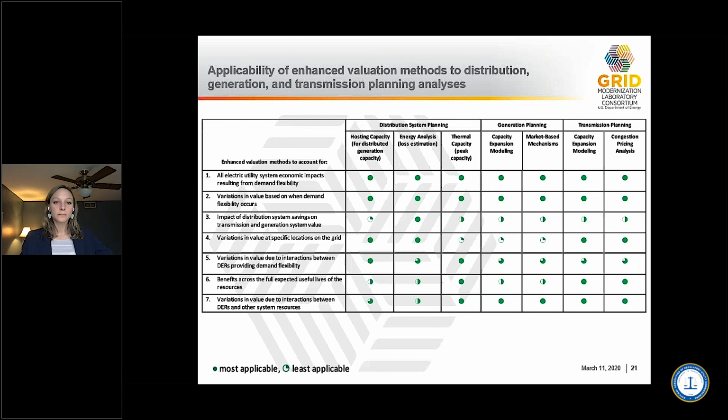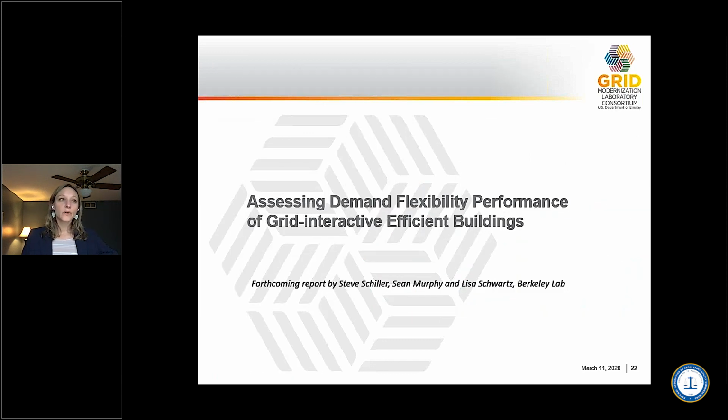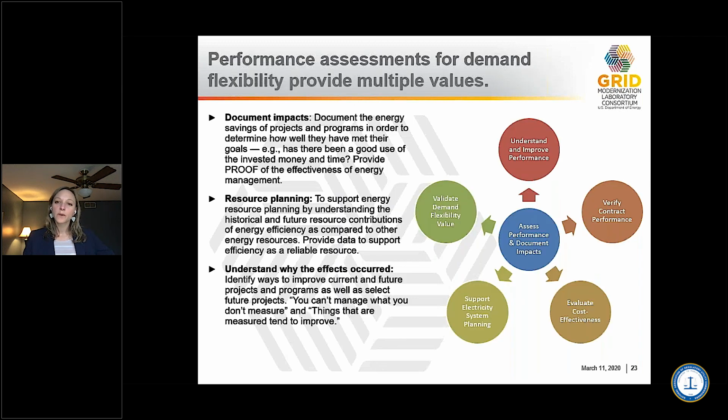Slide 22, please. So I'm going to turn to my third topic now, which is assessing demand flexibility performance of grid interactive efficient buildings. Assessments of demand flexibility determine the quantity and the quality of grid services that are provided. Without assessments, building owners and grid operators aren't going to know whether demand flexibility strategies are providing the expected benefits, and state and local governments won't have the data they need to advance demand flexibility to support their broader goals. This is also a forthcoming report from LBNL, and it was written by Steve Schiller, Sean Murphy, and Lisa Schwartz, all my colleagues from Berkeley Lab.